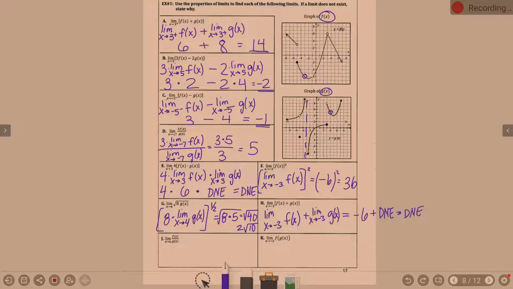Okay, J. It's the limit of a quotient, so we're going to make it the quotient of two limits. The limit as x approaches 6 of f of x divided by the limit as x approaches 6 of g of x.